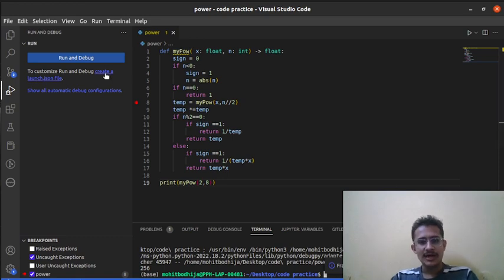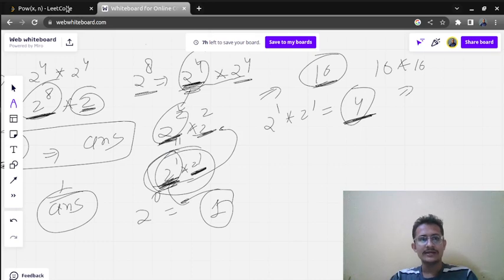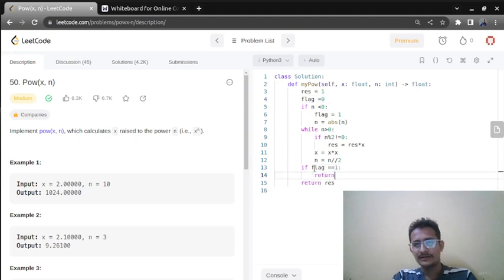So I think the approach is clear to you, but I just wanted to show you how we are going to debug this. If you have any kind of doubt, you can watch this video again and see how we can debug this solution. We have some other approach as well. I will show you the approach. Yeah, this is the code.